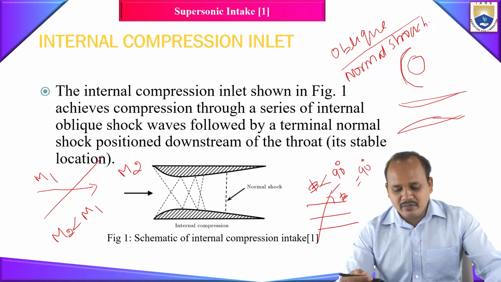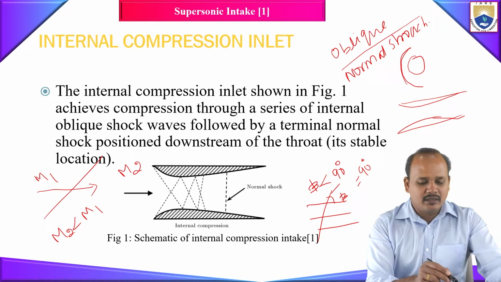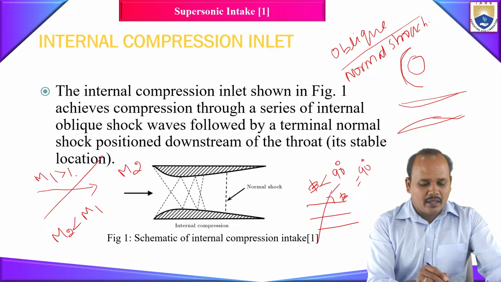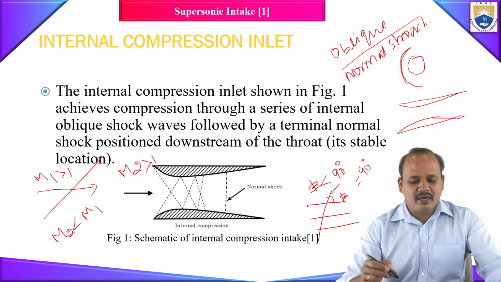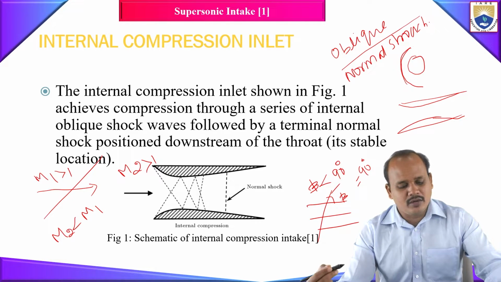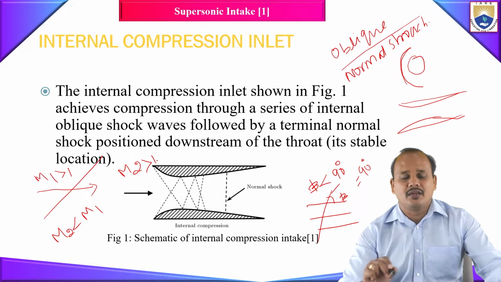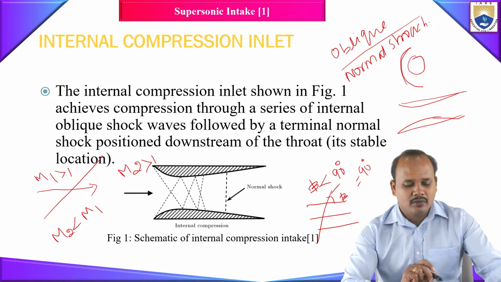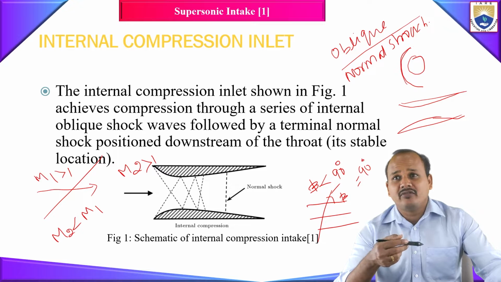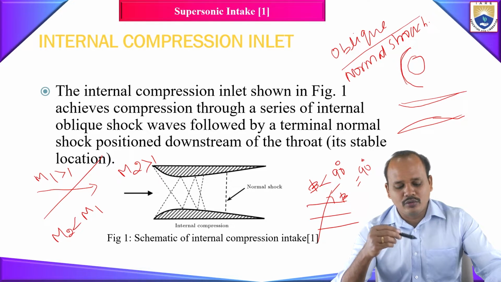The difference between an oblique shock wave and a normal shock wave is that in an oblique shock wave, when the supersonic flow passes through it, your Mach number will be reduced, but both M1 and M2 will be greater than 1. First of all, M1 should be greater than 1, then only you will have supersonic flow and shock wave formation. So M2 will be greater than 1. There will be deceleration from supersonic to supersonic only. The Mach number will be reduced, but it won't go to subsonic.